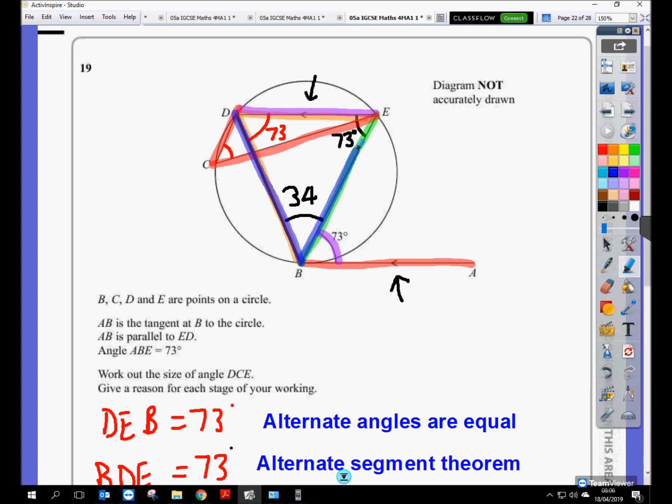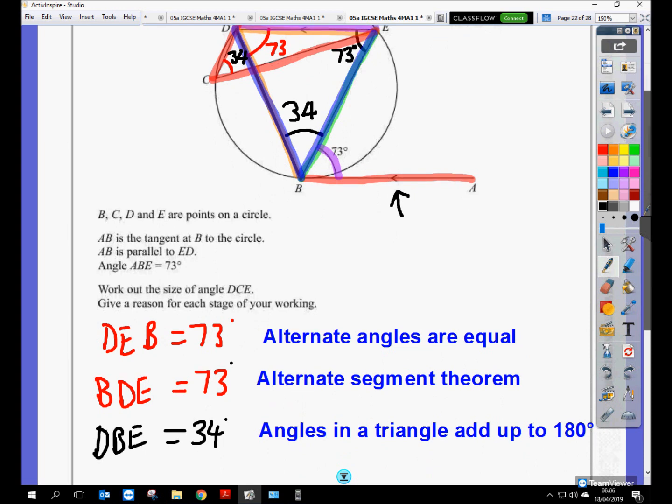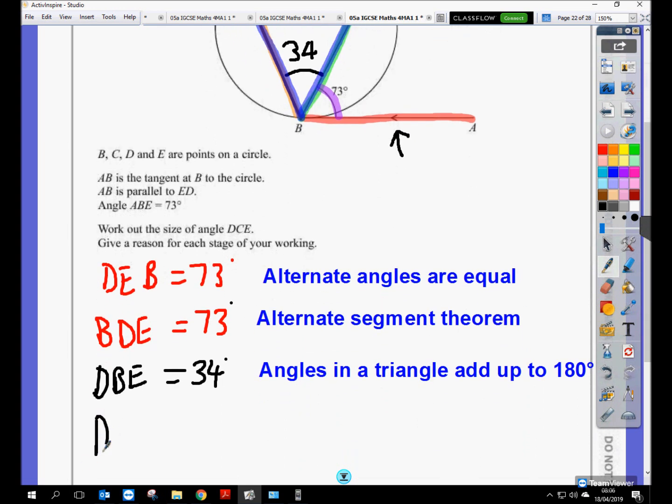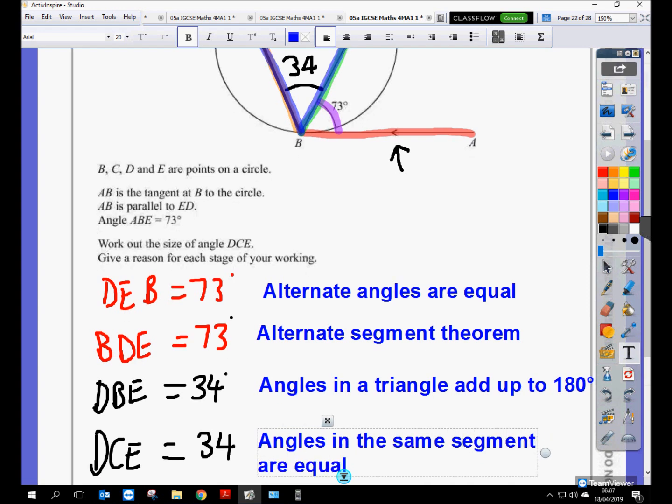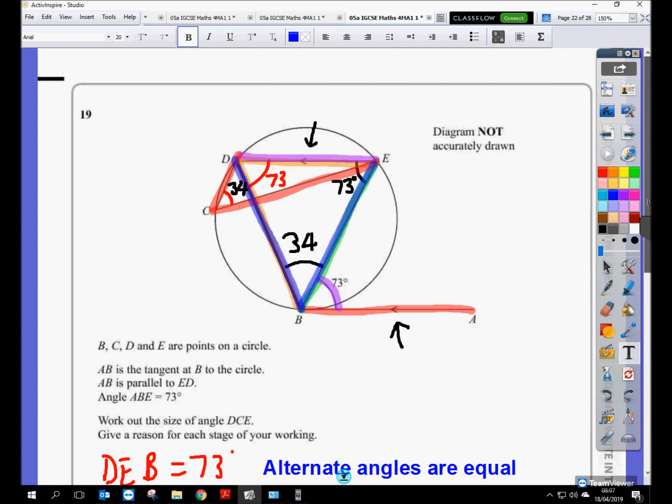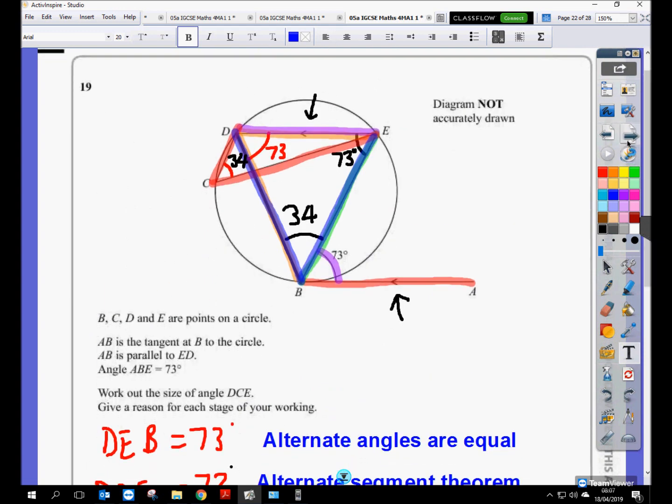then you can see quite clearly that because they are angles from the same chord, they're equal, you see. So this is also 34. And that's called angles in the same segment are equal. So it's DCE. It normally looks like a bow. Maybe you should turn the page around and you can see. So DCE equals 34, and it's angles in the same segment are equal. Okay, and that's the answer to the question, 34.